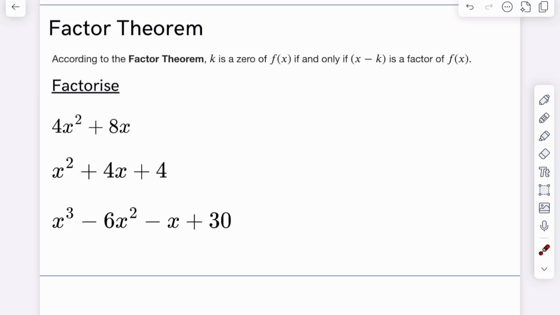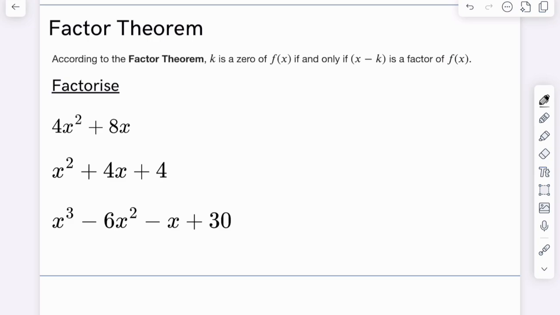Alright guys, now a very important part of the algebra section is the factor theorem. Very important. So similar to the remainder theorem, basically what we're saying here is, according to the factor theorem, k is a 0 of f of x if and only if x minus k is a factor of f of x. And as usual, I want to do an example to demonstrate this.